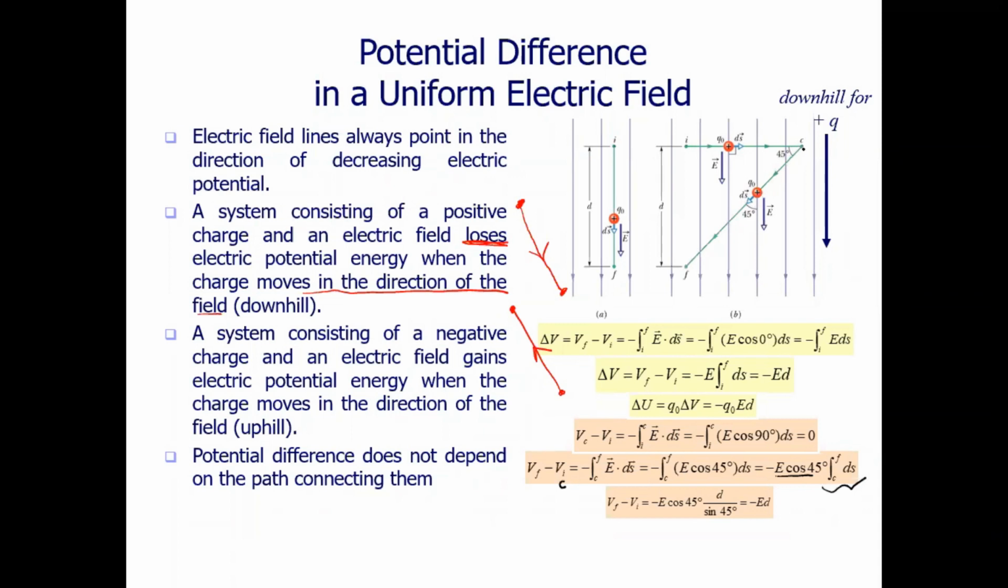Let us use a bit of trigonometry. We have a triangle that looks like this, where here it is 45 degrees.